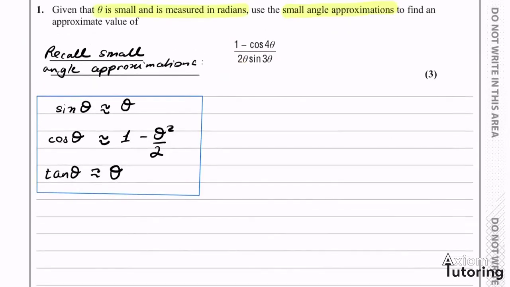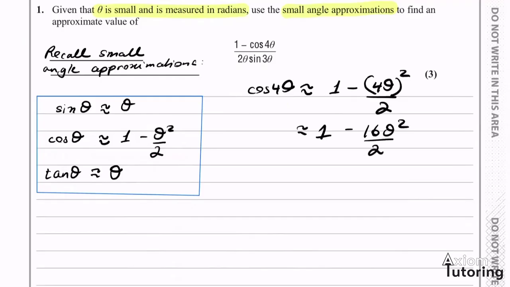So let's start with cos of 4 theta. How can we rewrite that? Cos theta is approximately 1 minus theta squared over 2. So instead of theta, we now have 4 theta. That's going to give us 1 minus 4 theta squared over 2, and we can write that as 1 minus 16 theta squared over 2. That's just 1 minus 8 theta squared.